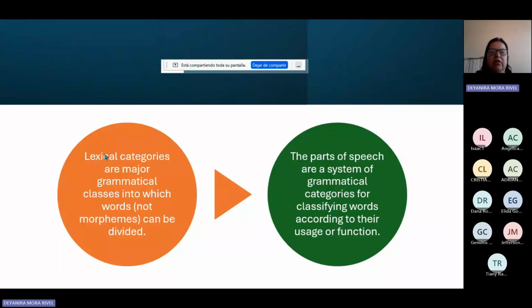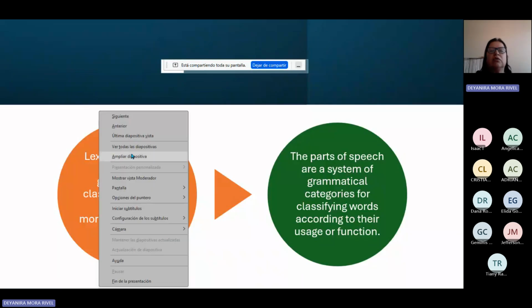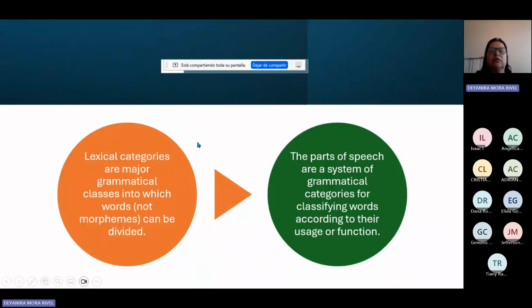I'm not sure. I think I'm going to eliminate this slide. Because this is talking about something that we know, the parts of speech, right? And you all know that because you saw them in grammar: nouns, articles, verbs, adverbs, and adjectives, right?